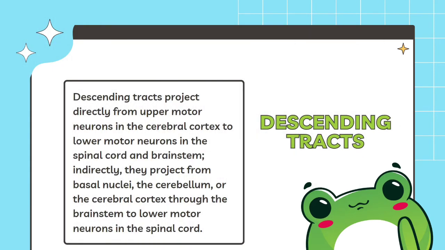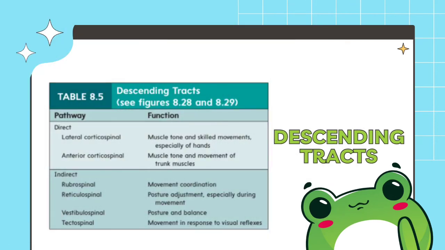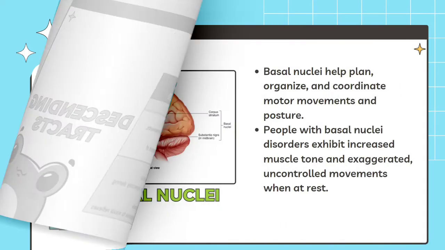Descending tracts. Descending tracts project directly from upper motor neurons in the cerebral cortex to lower motor neurons in the spinal cord and brainstem. Indirectly, they project from the basal nuclei and the cerebellum of the cerebral cortex through the brainstem and the lower motor neurons in the spinal cord. Here, you can see a table of the descending tracts which shows the pathways and their functions.